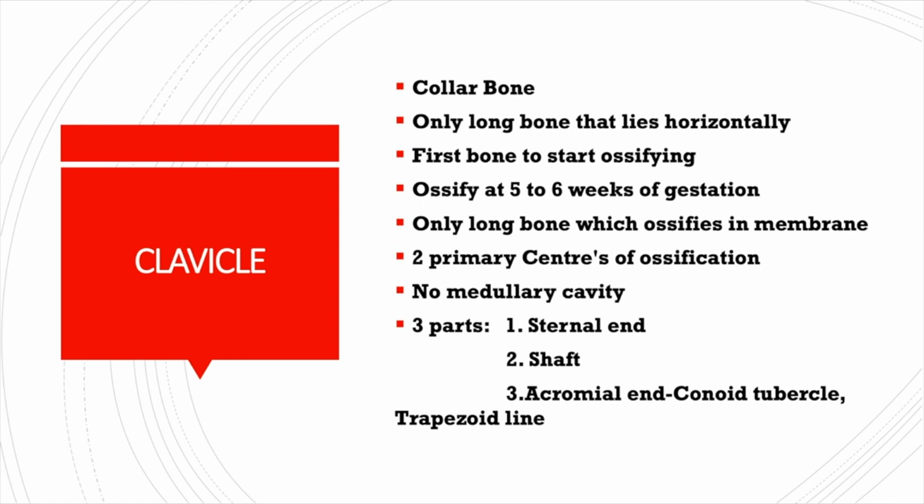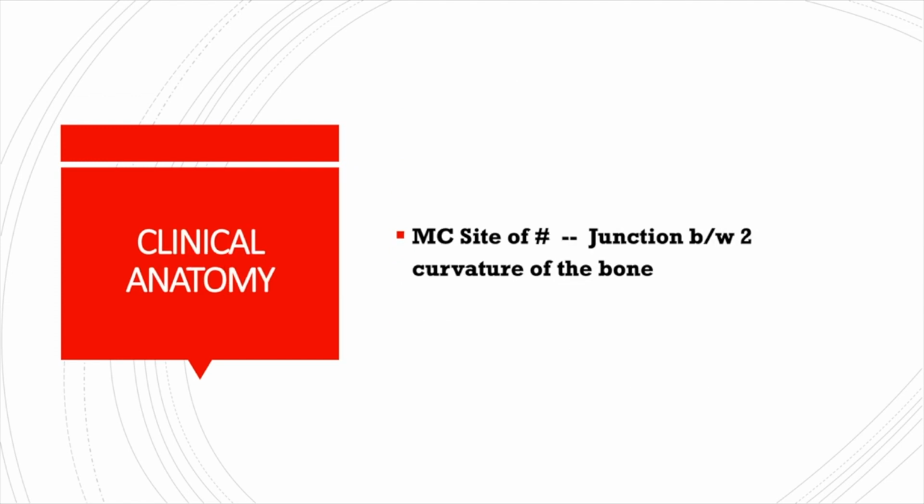Two primary centers of ossification. No medullary cavity. Three parts: sternal end, shaft, and acromial end. Conoid tubercle and trapezoid line are situated in the acromial end of clavicle. Clinical anatomy of clavicle: most common site of fracture is the junction between the two curvatures of the bone.